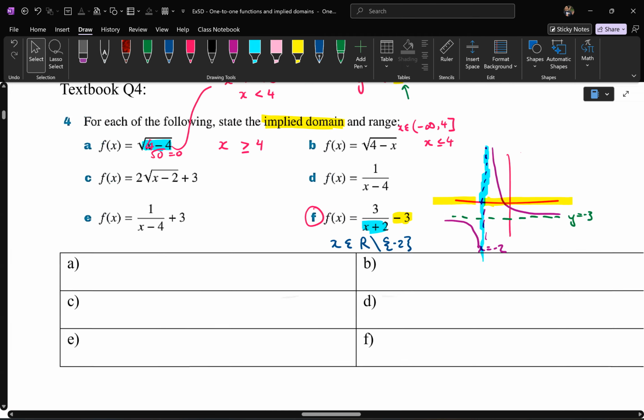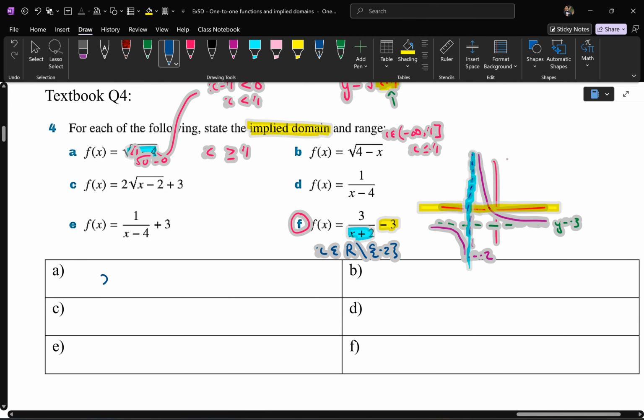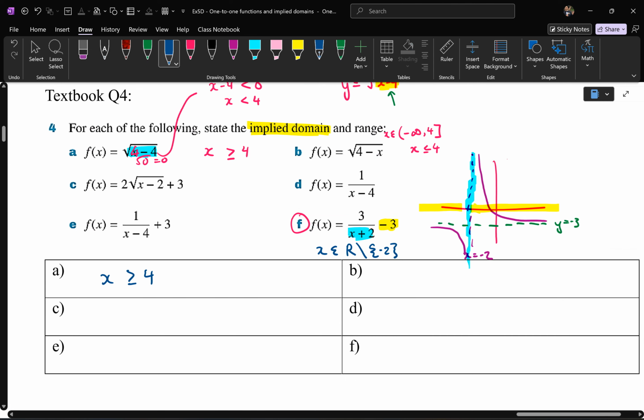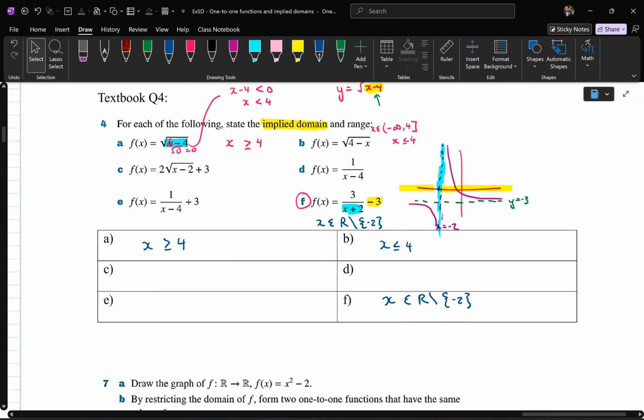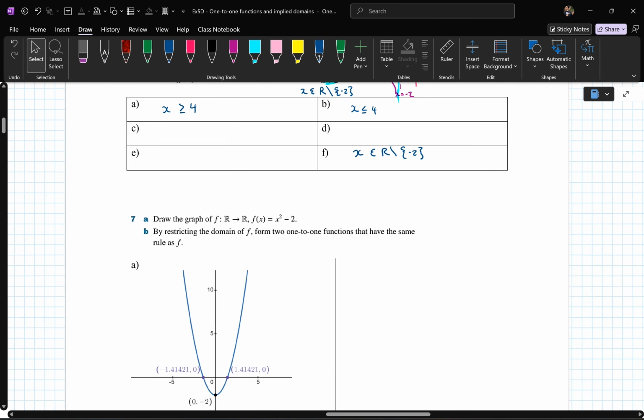All right, team. So if I answered the questions there, your A part was x is greater than or equal to 4. B was again x less than or equal to 4. And I just did F, which is x is an element of all real numbers except negative 2. You guys can do C, D, and E in your own textbook. There's solutions there for you to check. All right, next question.